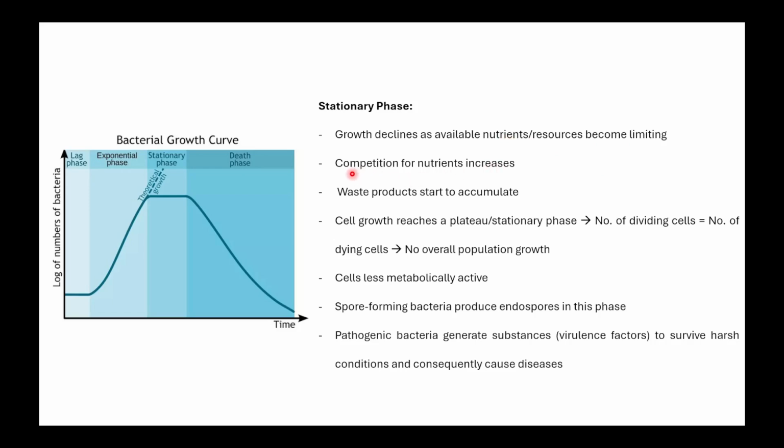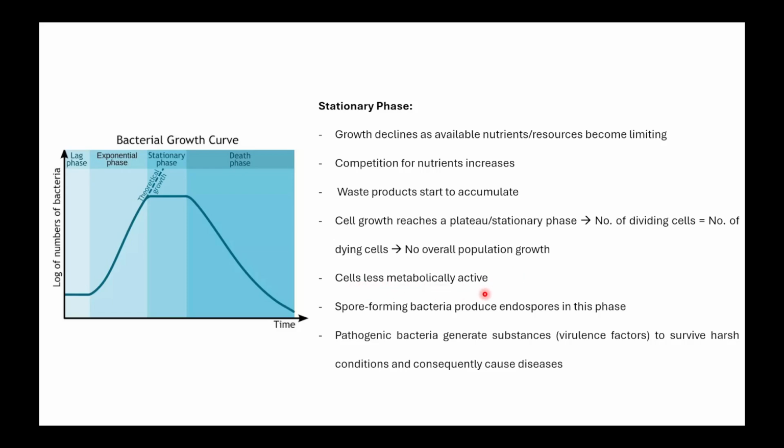Definitely, as the cells are too high in number, competition for the nutrients or resources available increases, and also because they are multiplying at high speed and in high numbers, the waste products can start to accumulate. So the cell growth reaches the plateau phase or stationary phase, wherein the number of cells that are dividing versus the number of cells that are dying becomes equal. So overall, we don't see a growth in the number of bacterial or microbial cells.